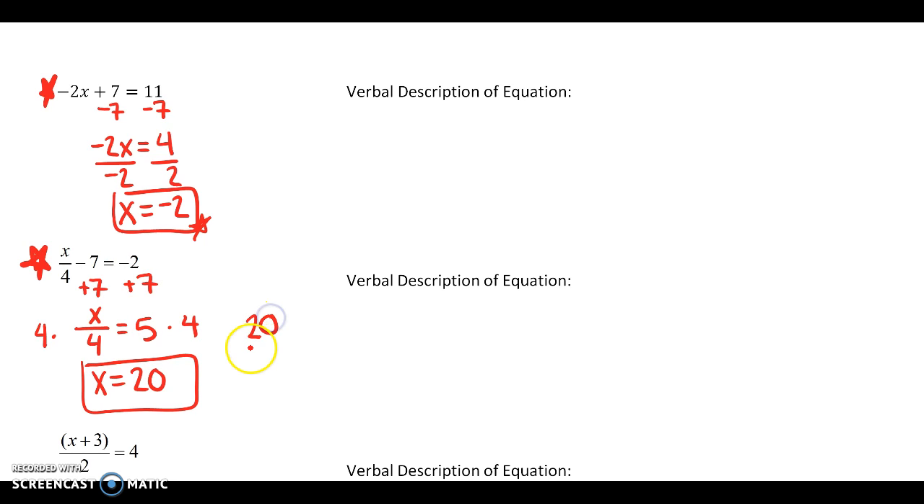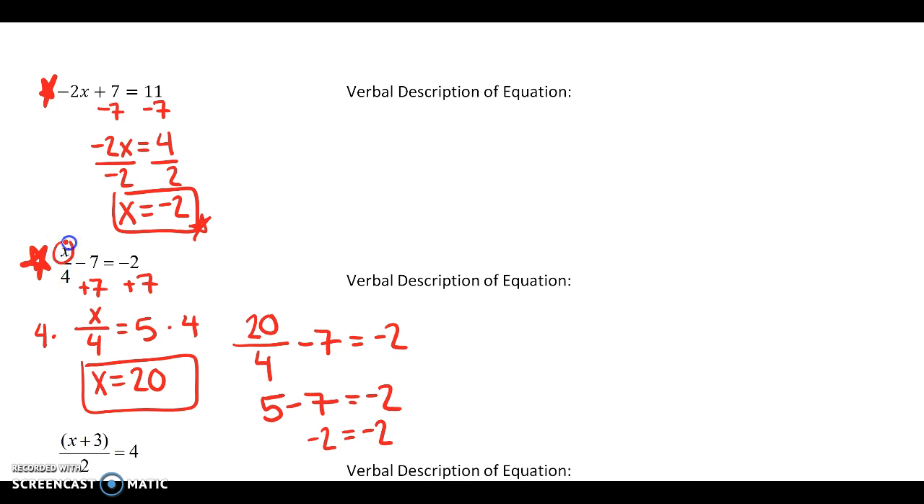So really, if x is 20, I'm going to plug that in for x. So I have 20 divided by 4 minus 7 equals negative 2. So 20 divided by 4 is 5. So now I have 5 minus 7 equals negative 2. And 5 minus 7 is negative 2, so that works.